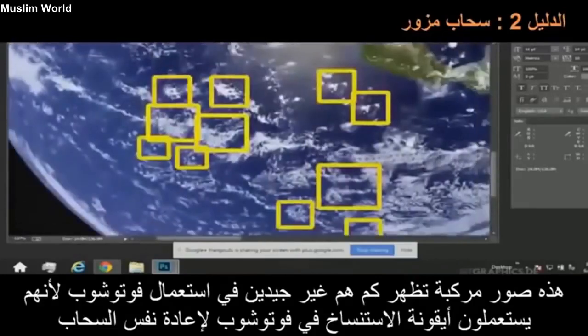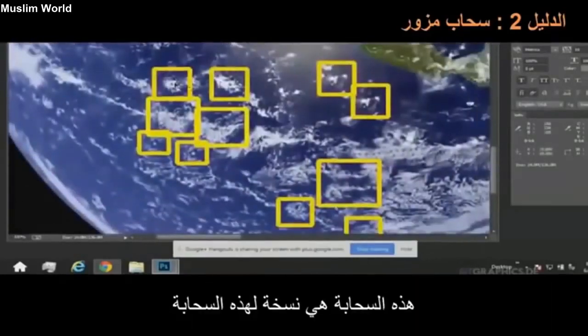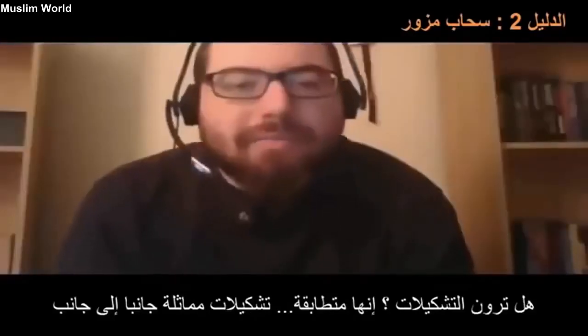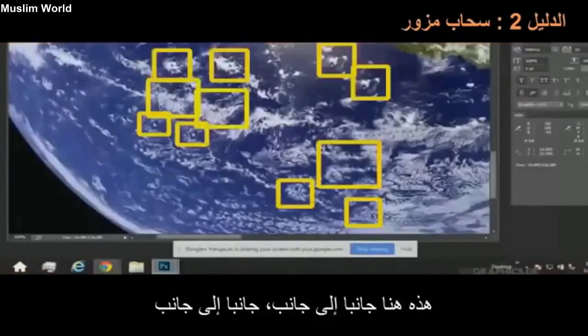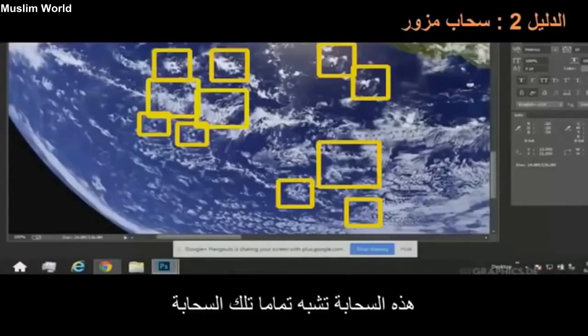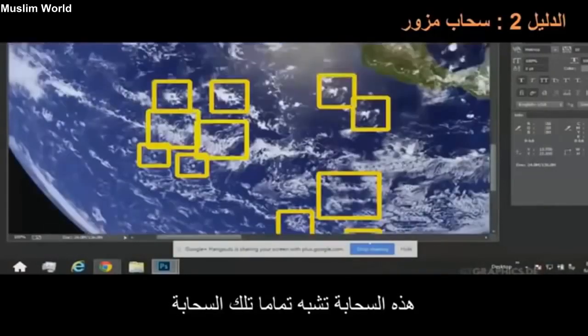These are all composite images where they are really not very good at Photoshop, because they're using the Photoshop clone tool to replicate clouds. This cloud is a copy of this cloud. See the formations? They're identical. Identical formations, side by side. Wow. See this W-looking shape right here, replicated right here. This cloud is exactly the same as that cloud.